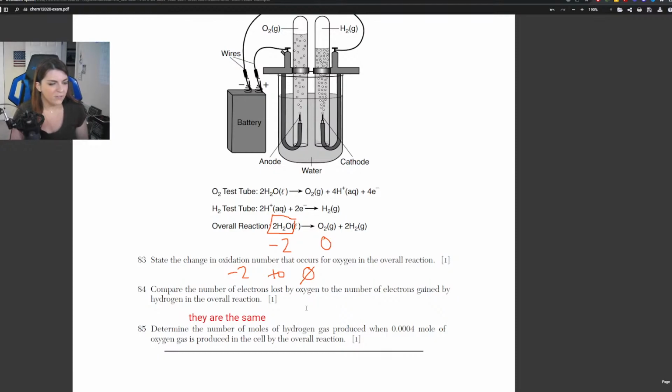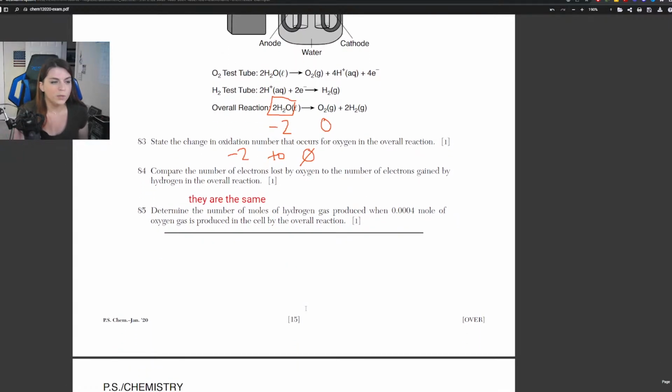Okay, finally, question 85. Determine the number of moles of hydrogen gas produced when 0.0004 moles of oxygen gas is produced in the cell by the overall reaction. This is the mole ratio question. It's not at all a redox question, which is why we love it, because ratios are not that bad. If we look at the balanced equation right here, we are asked about hydrogen and oxygen. I'm just going to pull out this little piece right here. If I have 1 mole of oxygen, I am also going to have 2 moles of hydrogen.